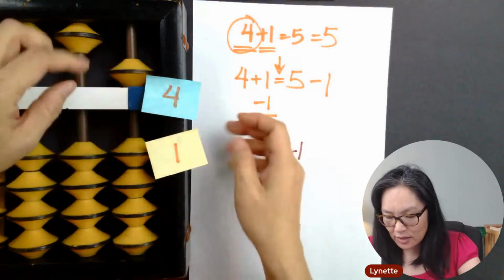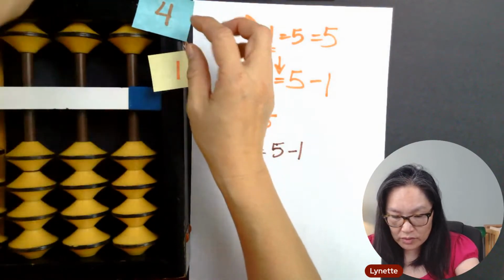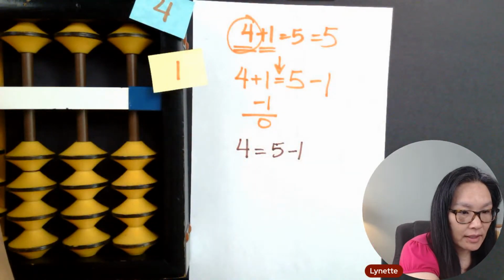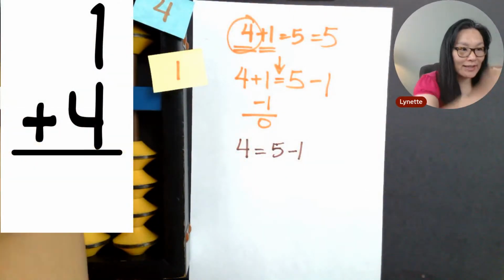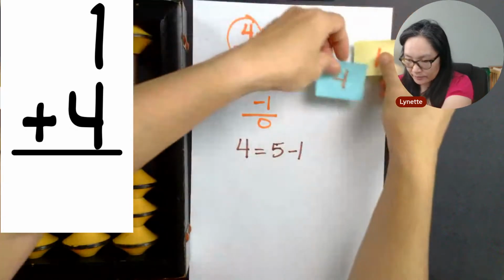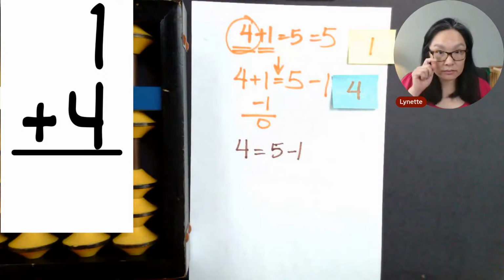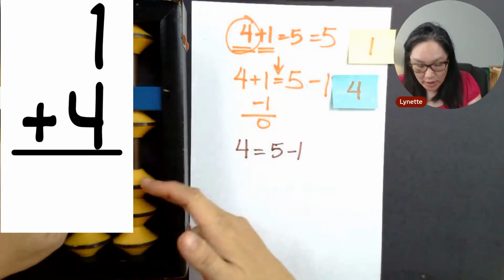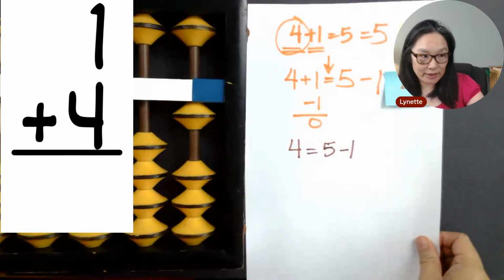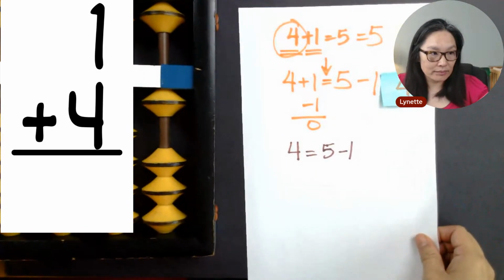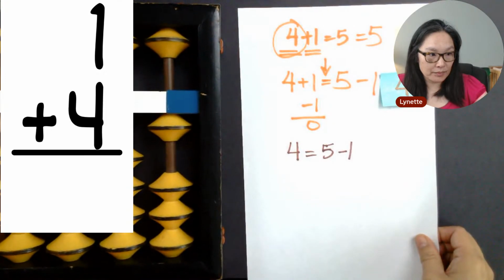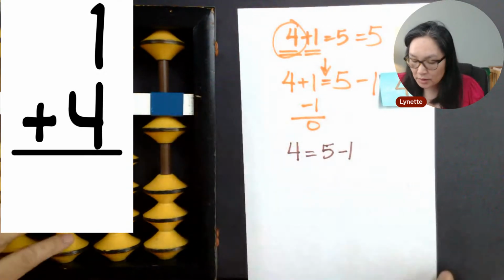What does that mean? All right. So when our question goes, so here's our question. We have 1 on the abacus. Now we need to add 4. There's not enough beads. Oh, I should move me. There we go.